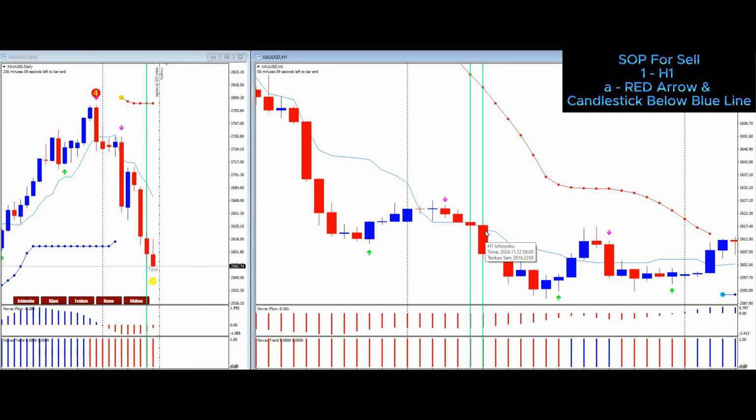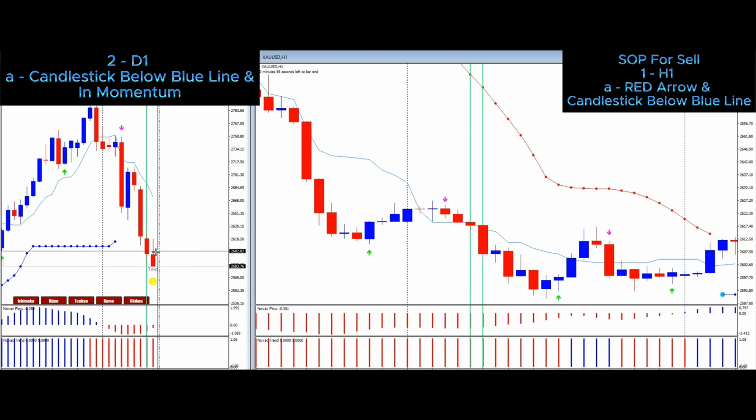After that, for this candle we want to look at daily. Where is the position of the candle at the daily time frame? It is below the blue line, and at the same time you are seeing there is momentum in the candlestick itself. It's getting lower and lower. It is not consolidating like here. When you see this, you have checked with the higher time frame at daily.